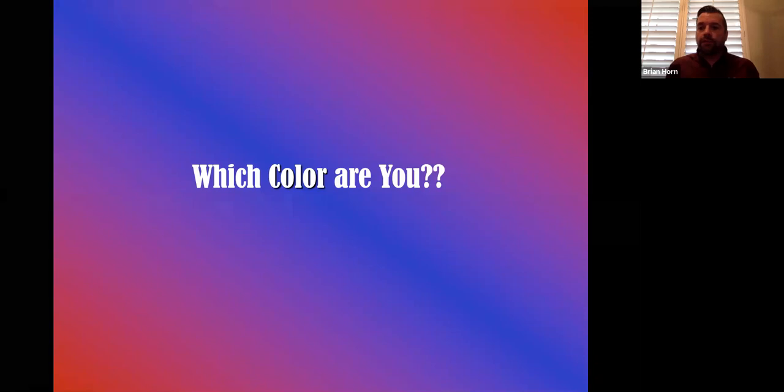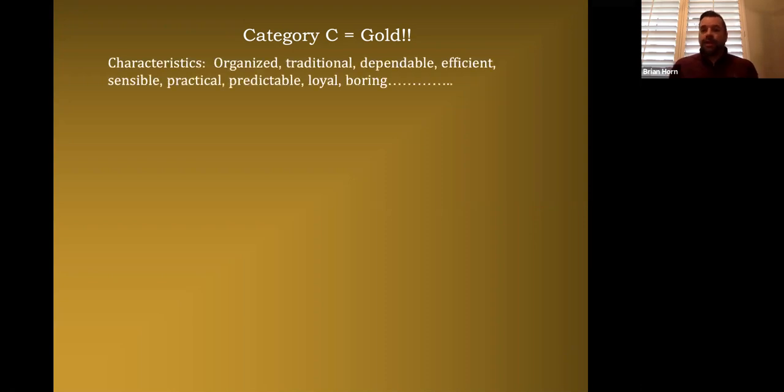So it's a little bit out of order here. I'm going to start with category C. So in your survey, if your high number was category C, then your color is considered gold. And there are some very important characteristics that are associated with the gold personality. Gold personalities are super organized. They are very structured. They are efficient with their time. They are practical, traditional, conservative, typically.